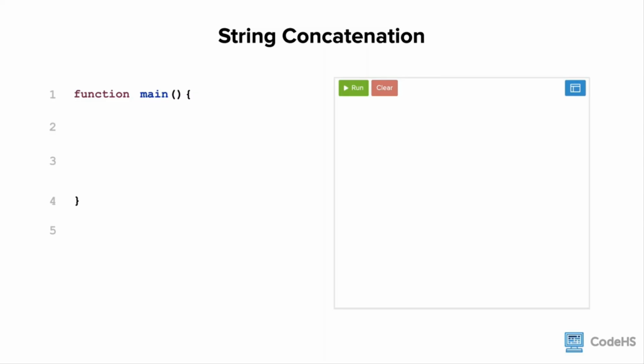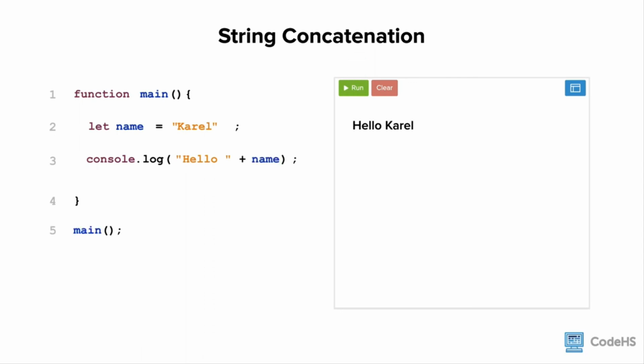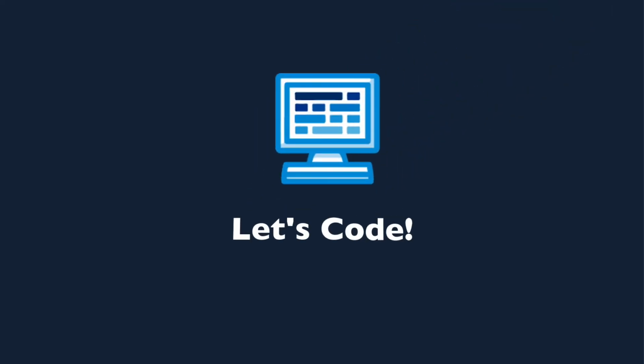For example, in this program, we create a variable called name and store the string Carol in it. Then we can print to the console the string "hello" plus the variable name so that when we run our code, we're printing "hello Carol". Notice how we have the plus sign between the string and the variable name. Now that you know all about variables, you can use them in your programs to store and manipulate data.